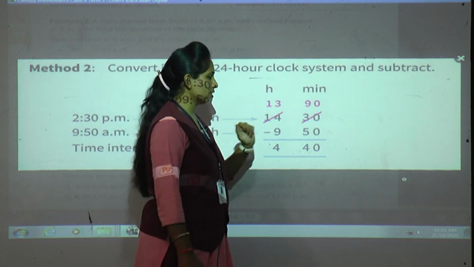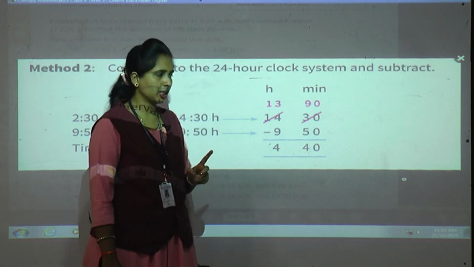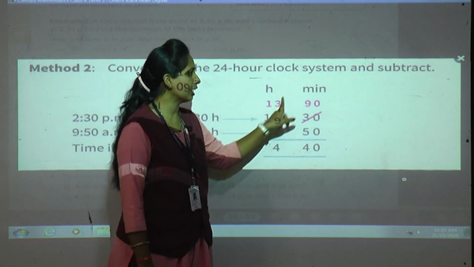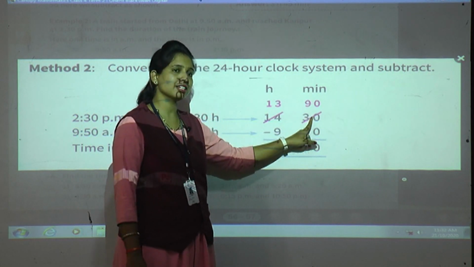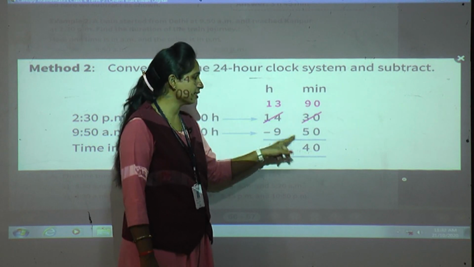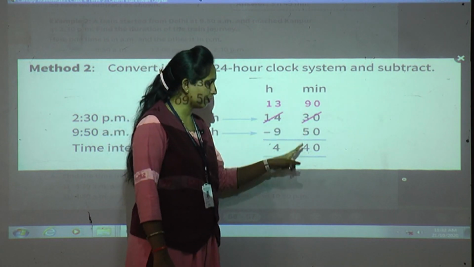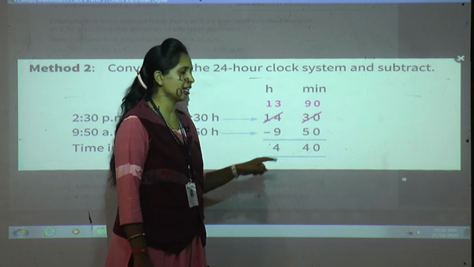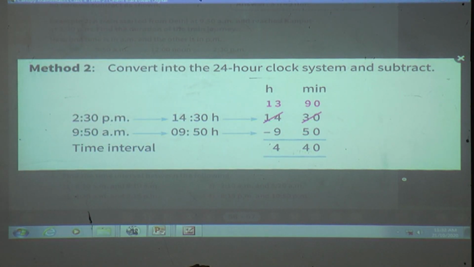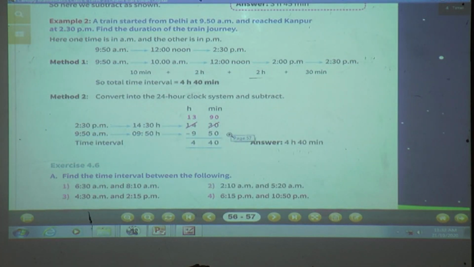Now we can go for the subtraction. 30 minus 50 we can't do, so we need to borrow 1 hour. So from 14 hours, if we give 1 hour, it means here 60 minutes. So 60 plus 30 is 90. Now we can subtract. 90 minus 50 is 40, 13 minus 9 is 4. So you have both the methods. You can go for any, it doesn't matter. Clear?